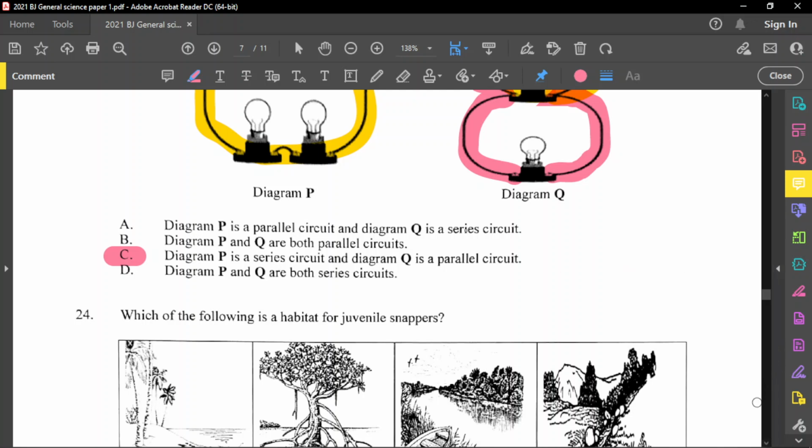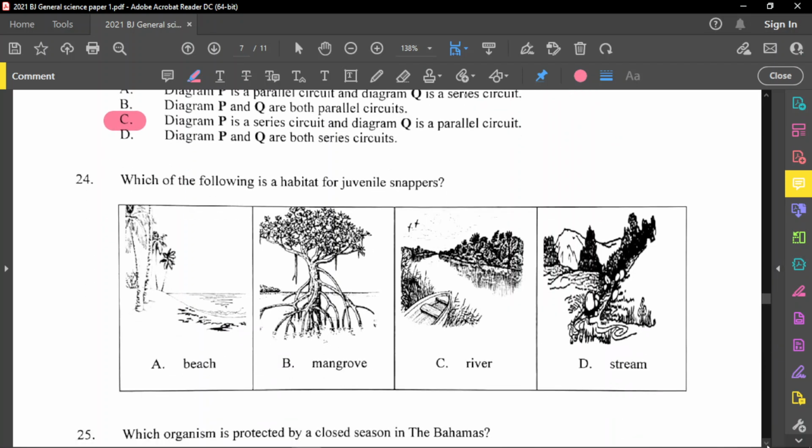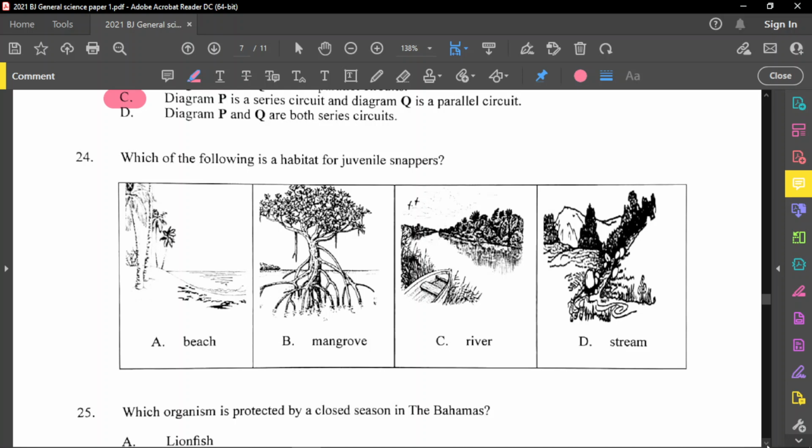All right, question number 24. And question number 24 reads, which of the following is a habitat for juvenile snappers? And this is snappers specifically. And juvenile snappers, you don't find them in the beach for sure. All right, you may find them in the mangroves, under the roots of mangroves. So that will be a good answer right there. Let's talk about the beach.